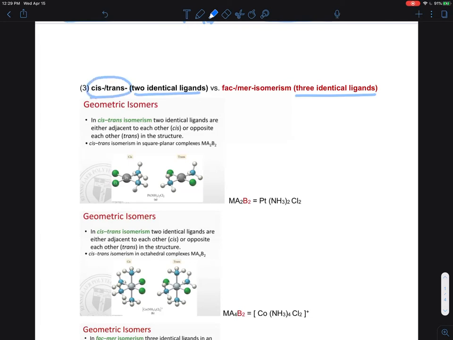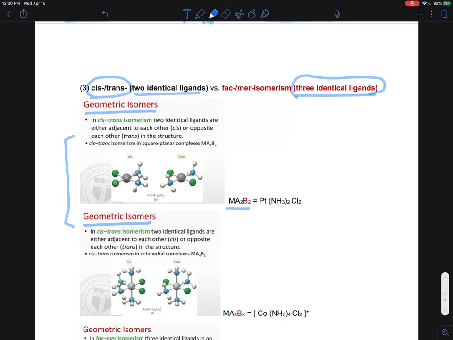Okay, if the 2 are on opposite sides, that's trans. If they are neighbors, close to each other, we call that cis. Whereas when you have 3 ligands, I'm going to explain that a little later. These are all geometric isomers, and both of them are cis-trans. And for cis-trans, the first example comes from a compound that looks like this.